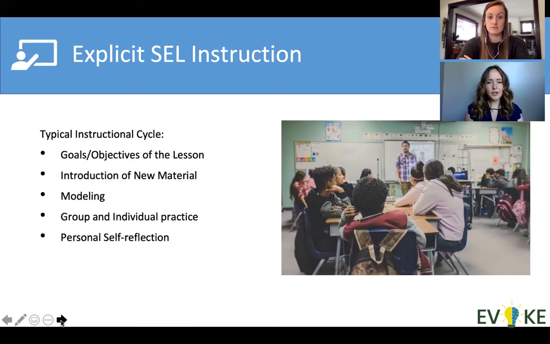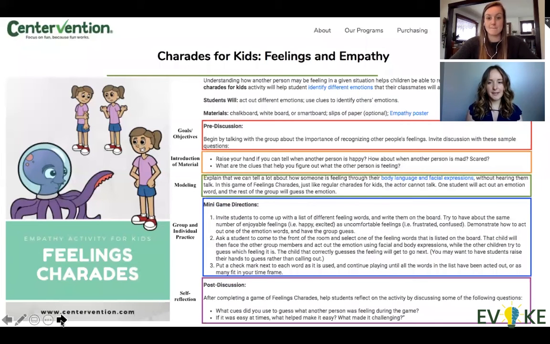Another component that's really important that you might not think about is the self-reflection piece. This is important because it gives the students an opportunity to reflect on what they've learned and then to think about how they might use it in the future or how it can help them in their lives. And then we're going to talk about some specific examples of how to give some explicit SEL instruction.